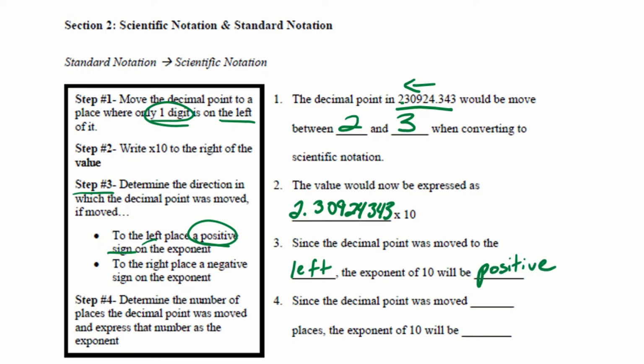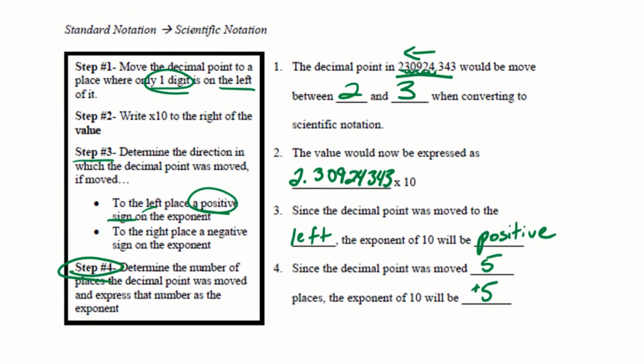positive. Now, since the decimal point was moved, let's see, 1, 2, 3, 4, 5 places to the left, the exponent based on step number 4 will now be a positive 5 on that 10. Okay, so when we are looking at the actual value for this, it would read as 2.3 times 10 positive 5. So that would be my actual value.